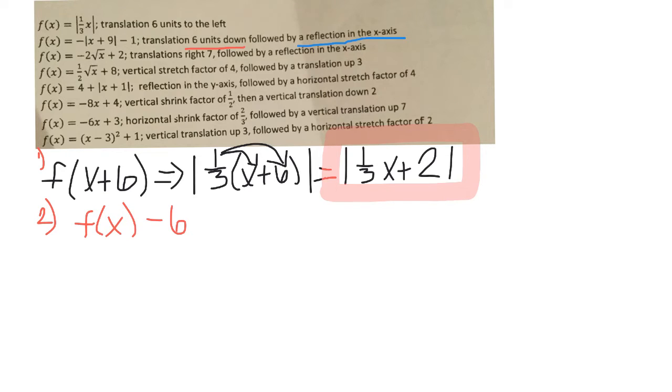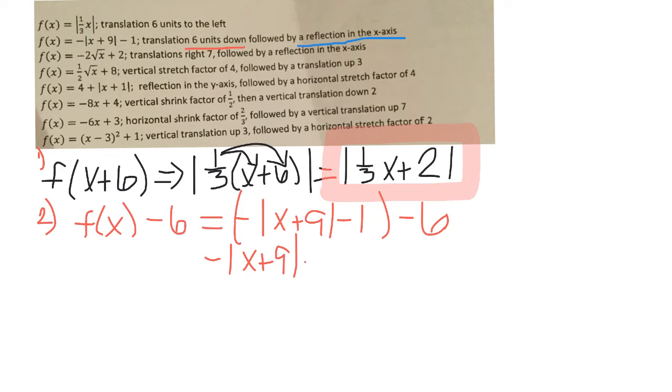So that means I subtract the 6 on the outside. So negative absolute value of x plus 9 minus 1. There's my f of x part, and then minus the 6. And there's nothing to do to the parentheses, so I'm going to just add the -1 and the -6. And I get negative absolute value of x plus 9 minus 7.